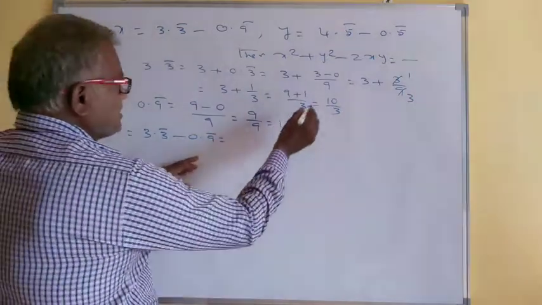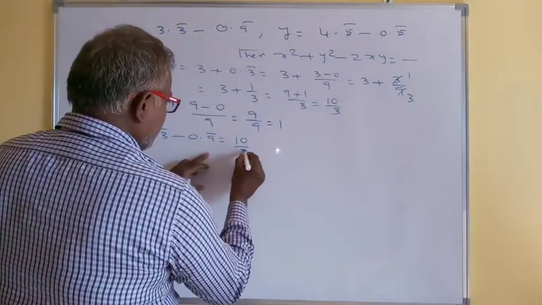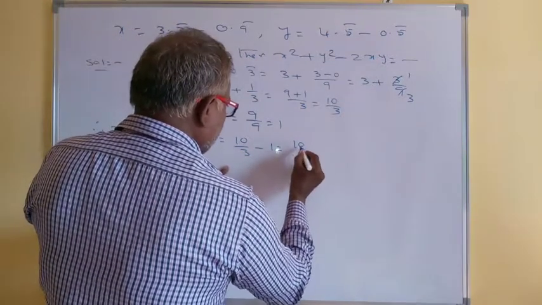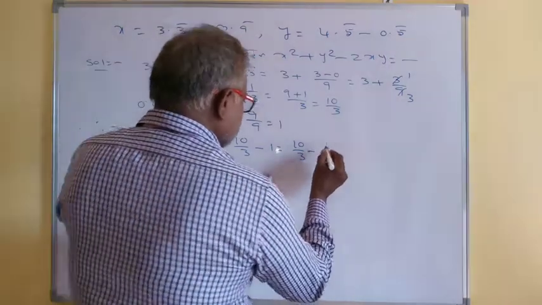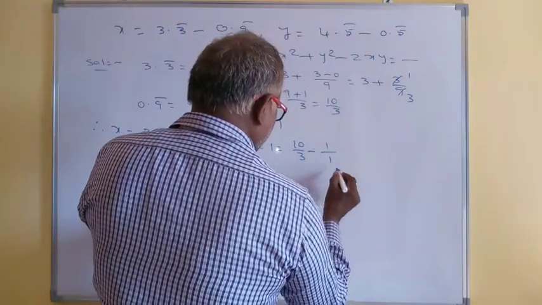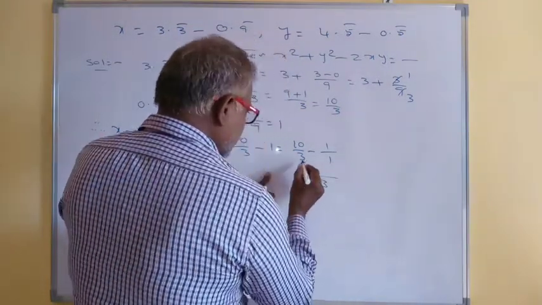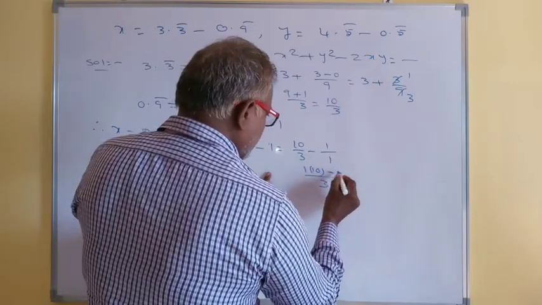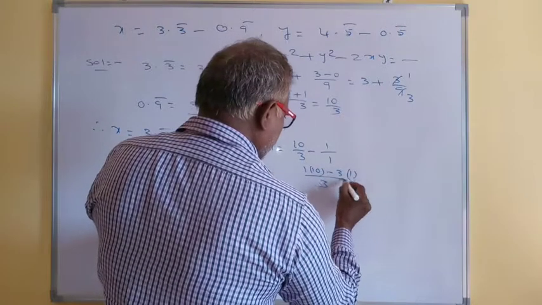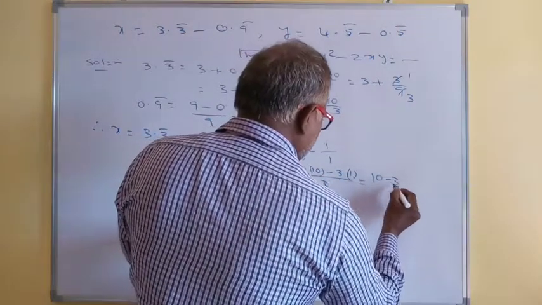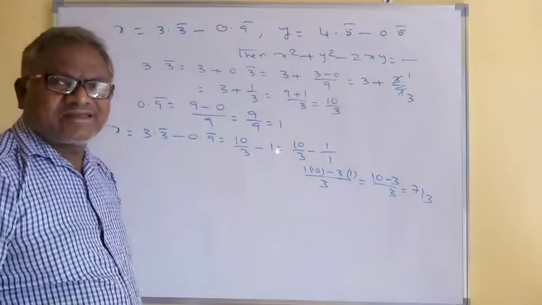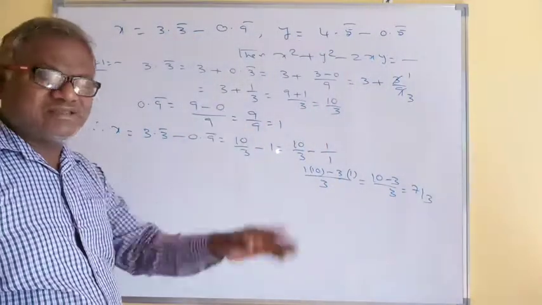Okay. What is this value? 10 by 3 minus this value becomes 1. That means 10 by 3 minus 1, you can write 1. Take the LCM as 3. So 3 ones. So 1 into 10 minus 1 how many times? 3 times into 1. So 10 minus 3 by 3 gives us 7 by 3. So finally x value is 7 by 3.